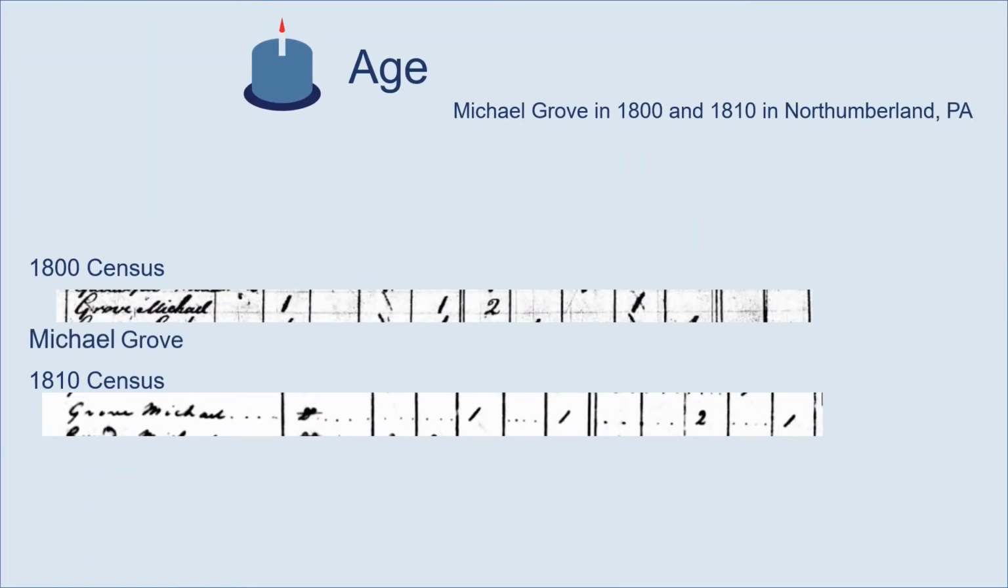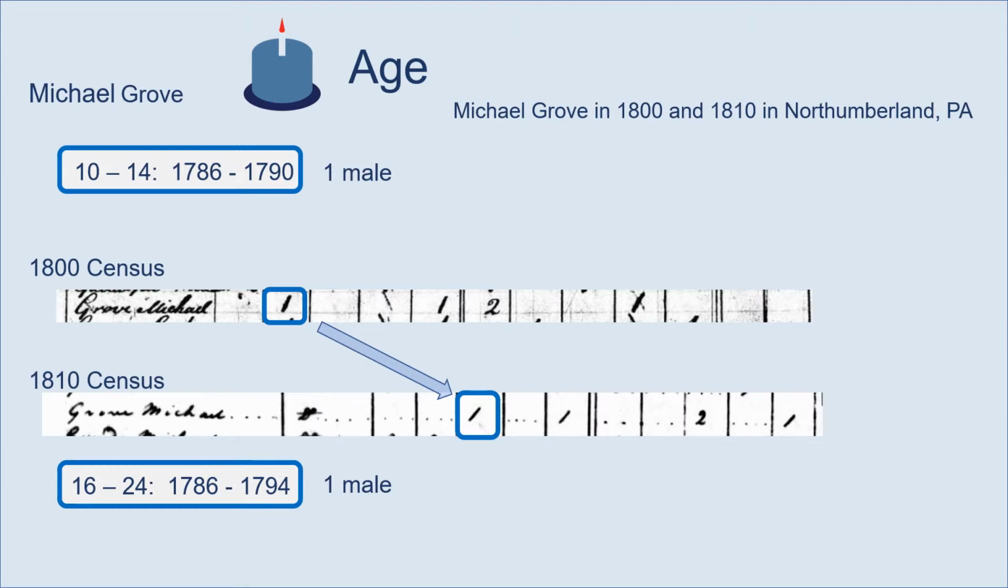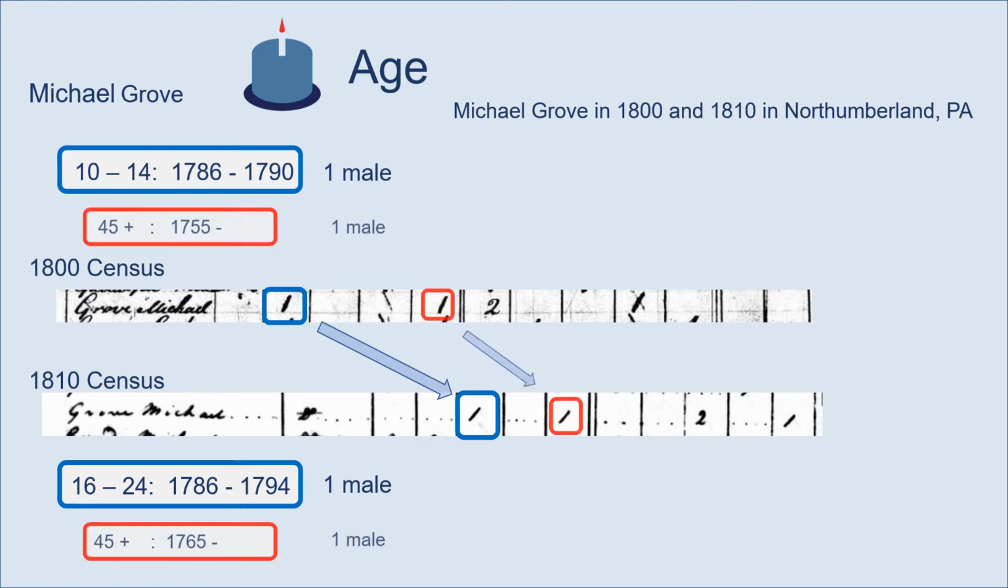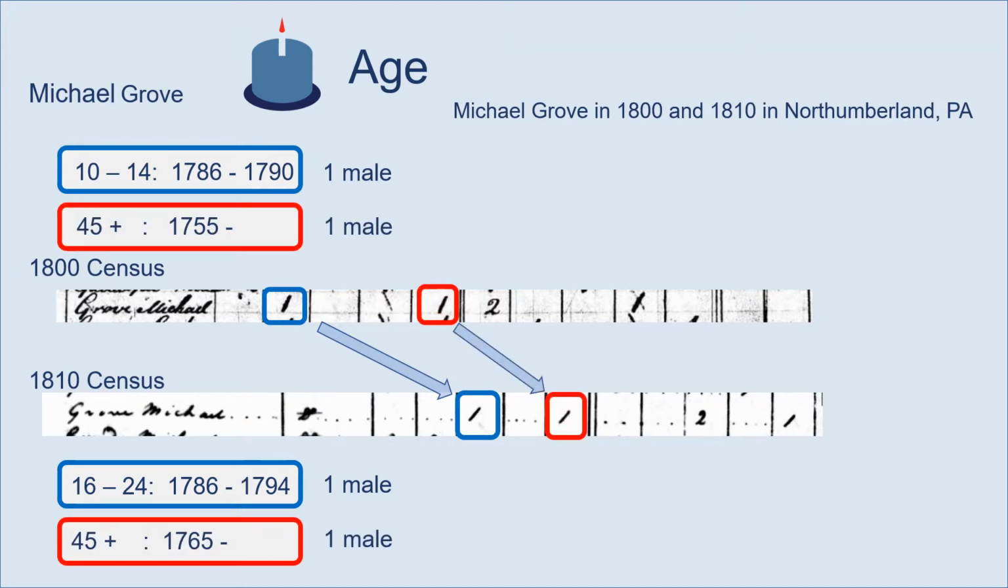This is a comparison of Michael Grove in 1800 and 1810 in Northumberland, Pennsylvania. These comparisons are hard, but useful. In 1800 census, there was 1 male, aged 10 and less than 14, born 1786 to 1790. In 1810, there was 1 male, 16 and under 24, born 1786 to 1794. In 1800, there was 1 male, 45 and older, born 1755 or earlier. In 1810, there was 1 male, 45 and older, born 1765 and earlier.